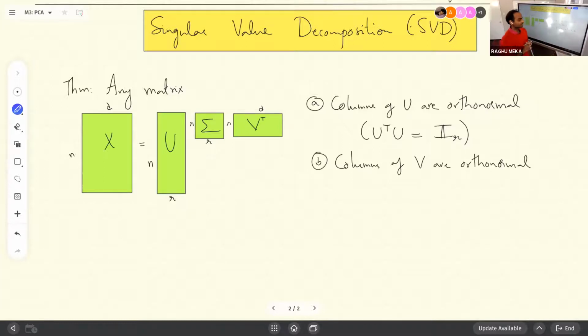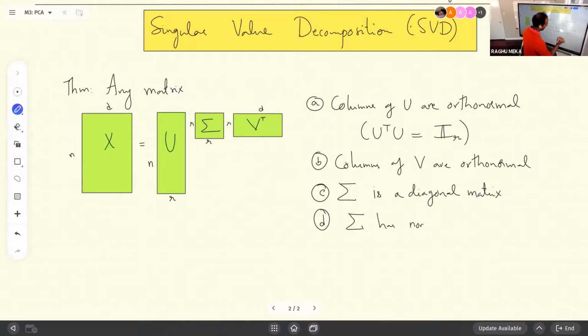So it's a very special representation. It's saying I can factor it as a product of three matrices, where the left and right have columns being orthonormal. And not just that, the middle one is also very special. The middle matrix sigma is a diagonal matrix, so all of its off-diagonal entries are 0. And finally, and this is very important, sigma has non-negative entries.